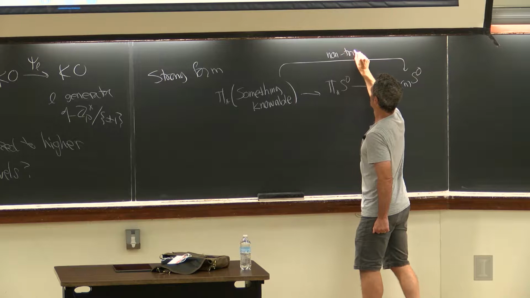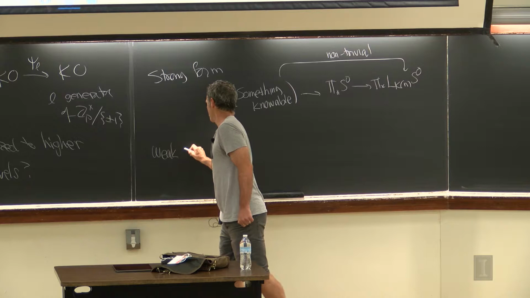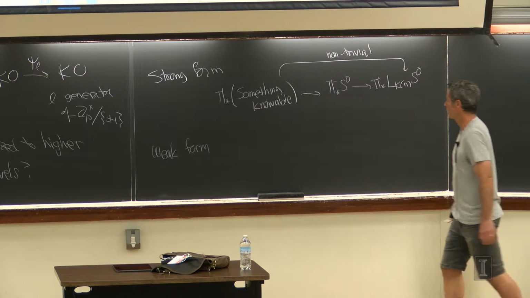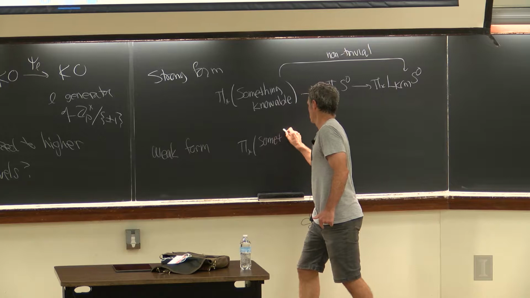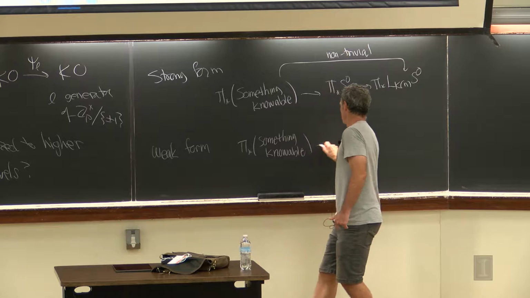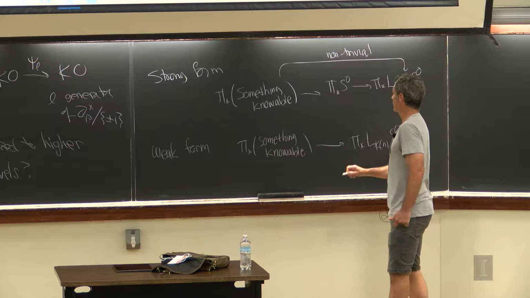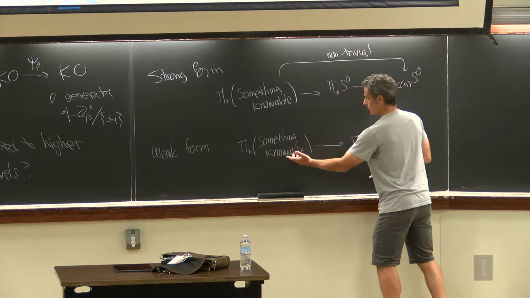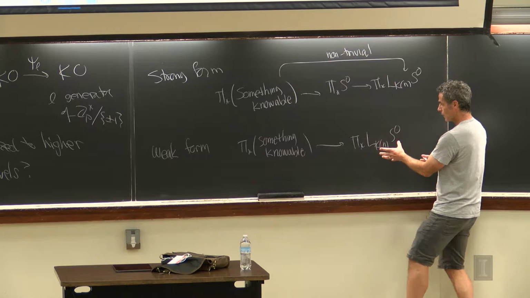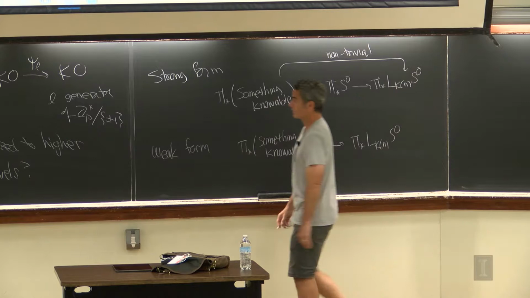And then there's sort of a weak form, which may be all that's reasonable to hope for, and that is to go from the homotopy groups of something knowable to the homotopy groups of the Kn local sphere by something non-trivial, bypassing this. So the weak form is you produce a map from something knowable into this, which we don't know very well. And the strong form would be that that actually factors through the actual homotopy groups of spheres. So that's what happens in this case.